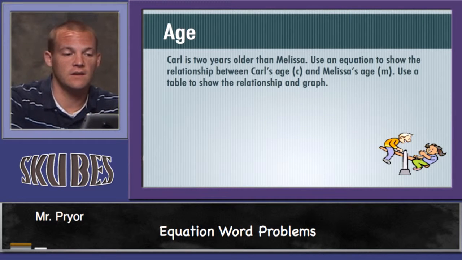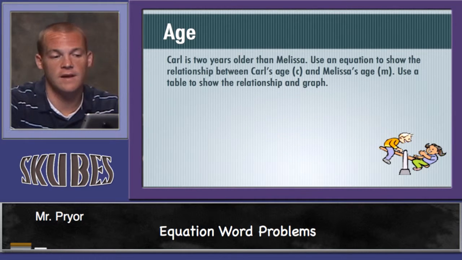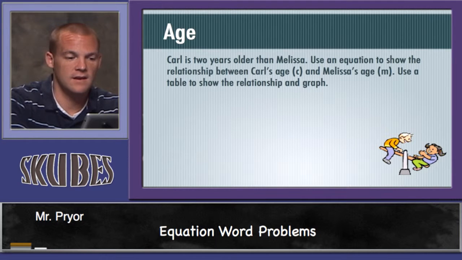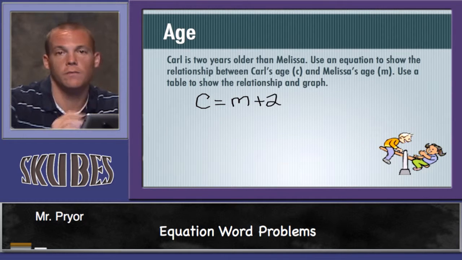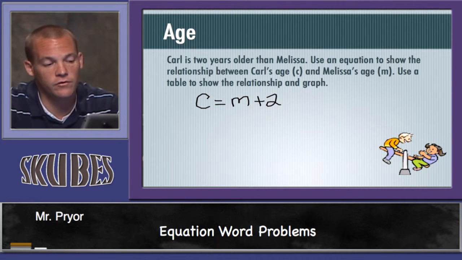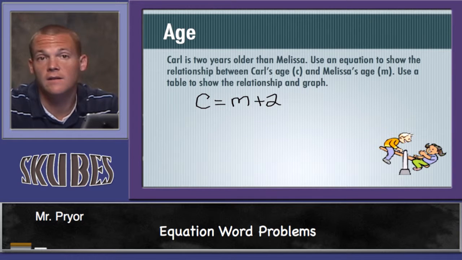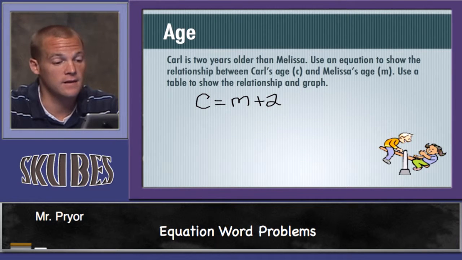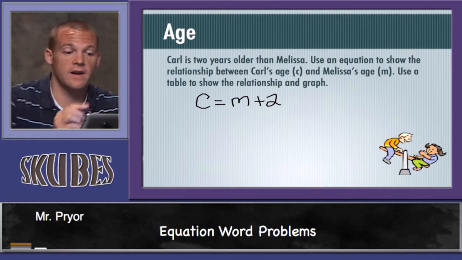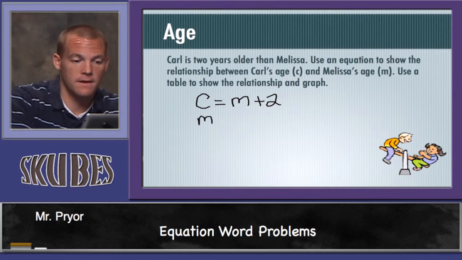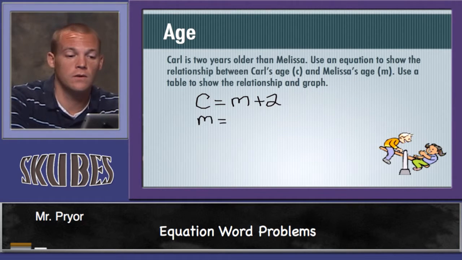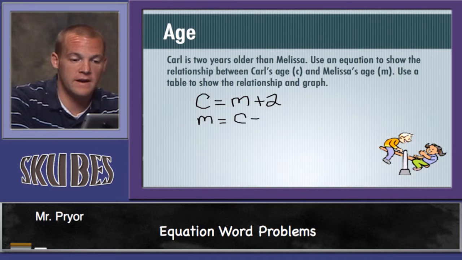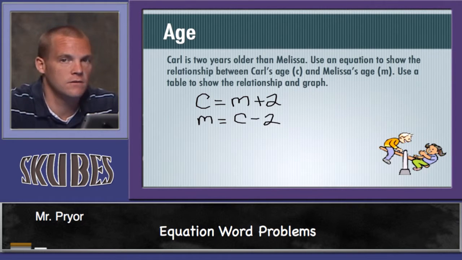Well, in this case, you can see Carl is 2 years older than Melissa. So that means that C, being Carl, is going to be equal to Melissa's age plus 2. Okay, so if we're doing this in relation to Carl's age C, that's going to be the setup in this case. You can also set it up as Melissa is always going to be set equal to Carl's age minus 2. So depending, you can do this either way.